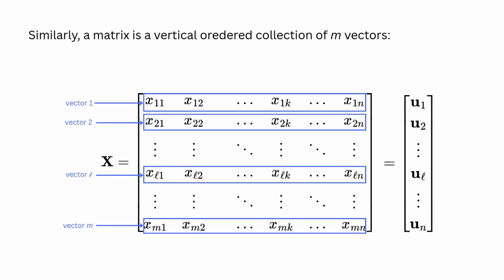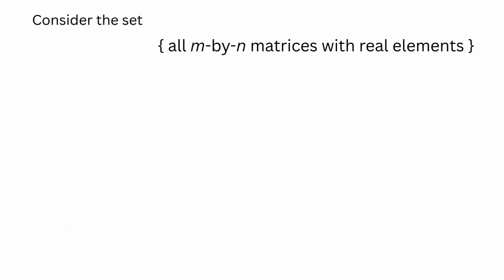Similarly, a matrix may be seen as an ordered vertical collection of m vectors in Rn. Consider the set of all m by n matrices with real elements. Symbolically, we indicate this set as follows. Usually, we drop the R from the notation.